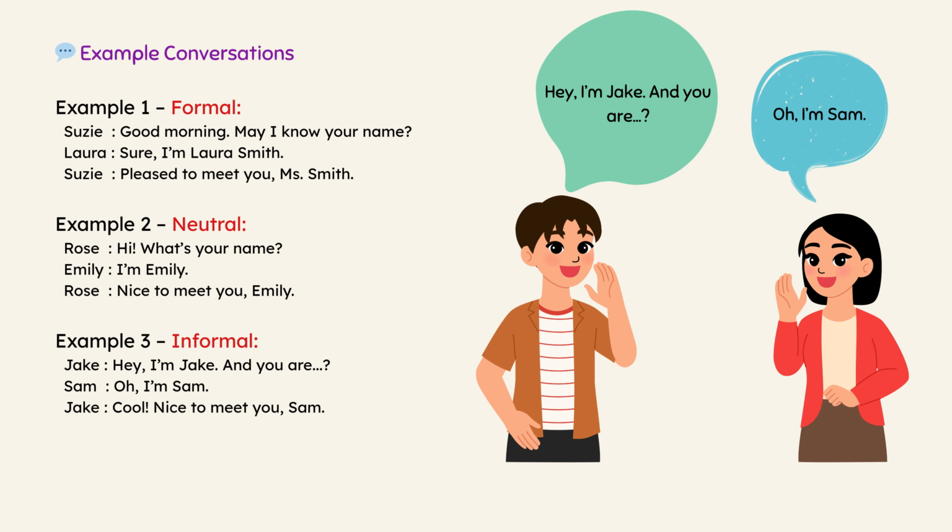Example 3. Informal. Jake. Hey, I'm Jake. And you are? Sam. Oh, I'm Sam. Jack. Cool. Nice to meet you, Sam. Very casual. Perfect for meeting friends of friends or people your age in relaxed settings, no matter the situation. A smile and polite tone always go a long way.